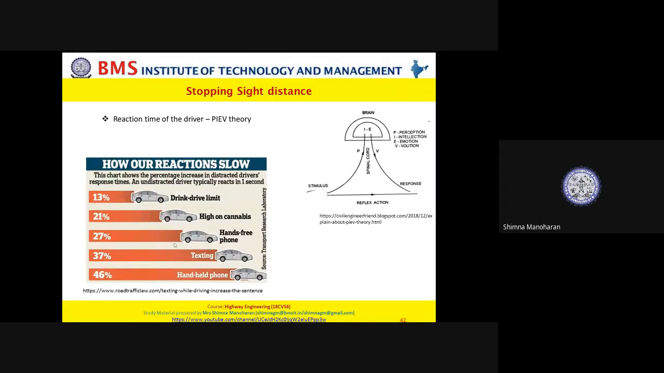21% when he's on drugs, 27% when using a hands-free phone, but still they might be talking. It's a hands-free phone, that means the phone might be connected to Bluetooth, or they have a stand for the phone, but still there might be some thoughts happening during the conversation. 37% happens when they're texting, and 46% increase in reaction time when the phone is being held in hand. So from 1 second, a 13% increase means 1 into 13 by 100 plus 1, that means almost 1.13 seconds. And here they take almost 1.46 seconds.